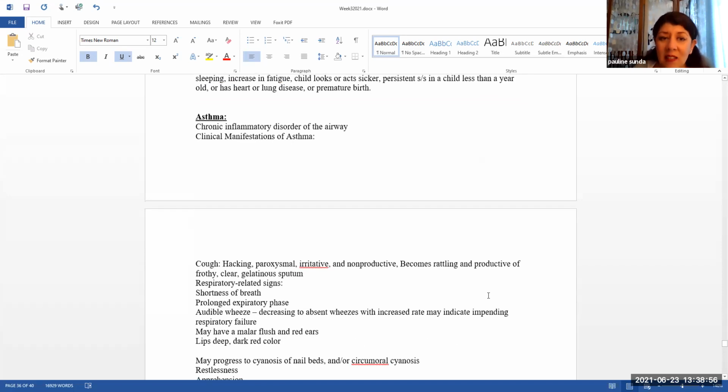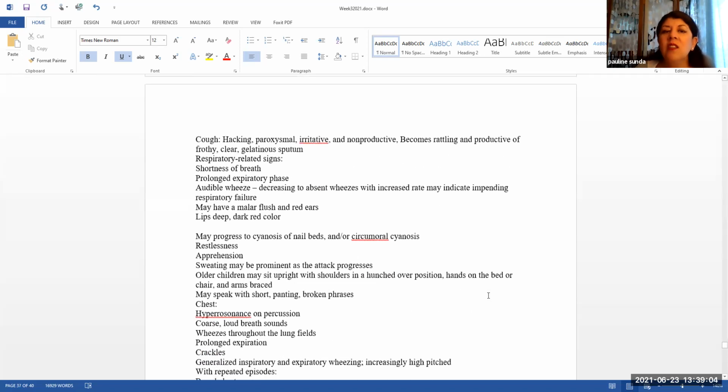Asthma. So asthma is a chronic inflammatory disorder of the airway. Clinical manifestations include coughing, so it's a hacking, paroxysmal, irritative, often non-productive cough. Later, it can become more rattling and productive, and you'll see frothy, clear, gelatinous sputum. Respiratory signs would be things like shortness of breath, prolonged expiratory phase, an audible wheeze, decreasing to absent wheezing with increased rate. This can actually indicate impending respiratory failure.